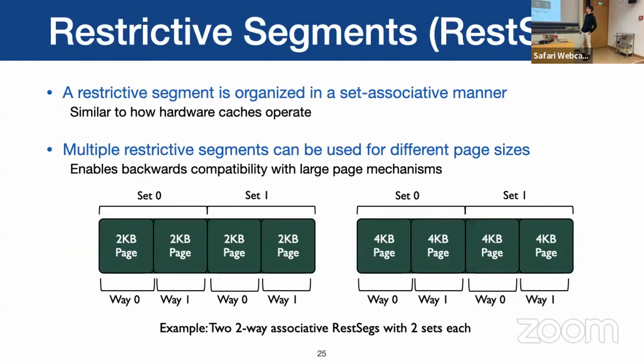Okay, so let's have a closer look at the restrictive segments, since these are the novelty in the paper. A restrictive segment is similarly organized to hardware caches, actually. So it's organized in a set associative manner, where virtual addresses are mapped onto sets, and these sets are M-way associative, which means that they can store up to M entries, just like with hardware caches. And also Utopia allows the use of multiple restrictive segments so that we can be backwards compatible with huge page mechanisms where we have different page sizes.